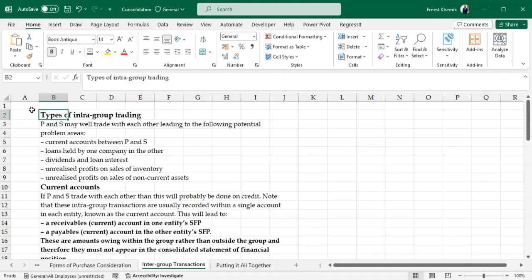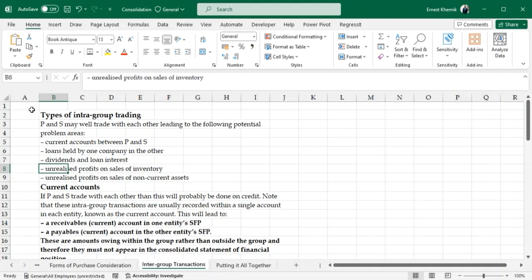There may be instances where the group members trade with themselves, and this gives rise to what we call intra-group trading. When you have a parent and a subsidiary, they may trade with each other, and the issues that may come up are current accounts in both the parent and the subsidiary. By current accounts, we mean receivables and payables. Then one of the companies may loan an amount to another. There may be dividend payments and interest payments on loans obtained from group members. Then there is unrealized profit on sales of inventory.